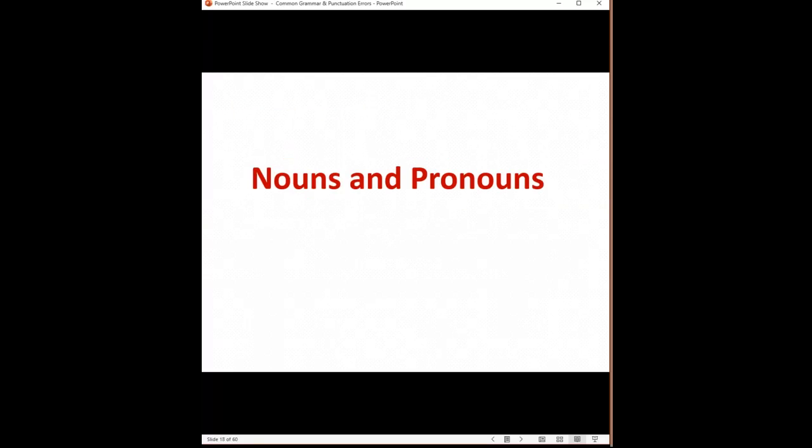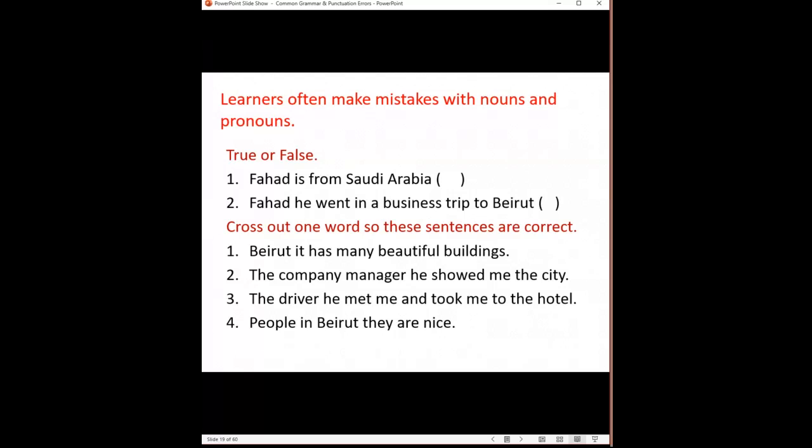Okay, so let's move to the second part, which is nouns and pronouns. Learners often make mistakes with nouns and pronouns. For example, I want you to decide whether this is true or false. Fahad is from Saudi Arabia. True. How about Fahad? He went in a business trip to Beirut. Great. False. Here he says cross out one word.